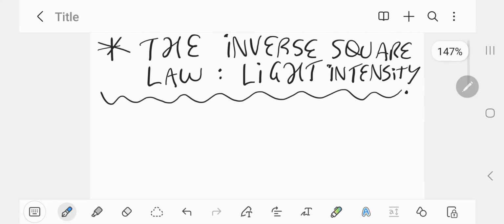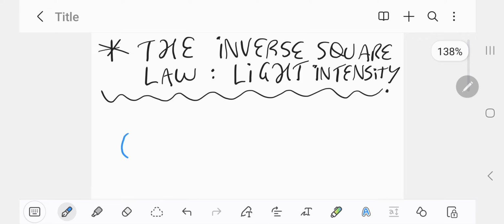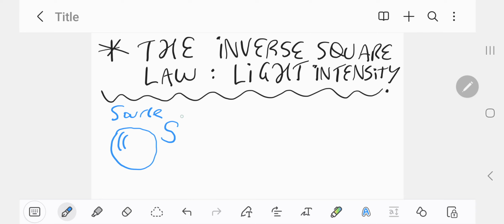So I'm going to begin with a source of light, a sphere. So this is how you draw a sphere in 2 dimensions. So it's a circle with 2 curves. So this is a sphere. So this is a source of light. And let's call S, capital S, the source power, measured in watts, capital W for watts. Power is measured in watts.